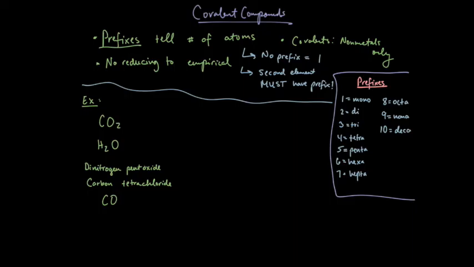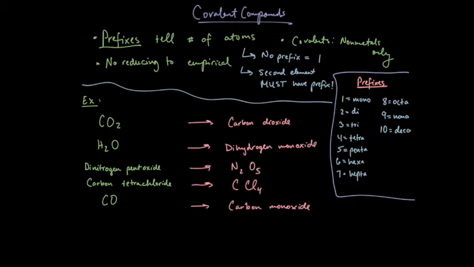And so dinitrogen pentoxide, di is 2, penta is 5, so N2O5, tetra is 4, so CCl4, and carbon monoxide, so notice the difference there. Carbon is the first element, so it doesn't need a prefix, and then monoxide, oxygen, needs the prefix because it's the second element listed.